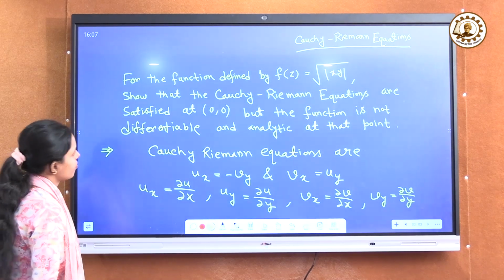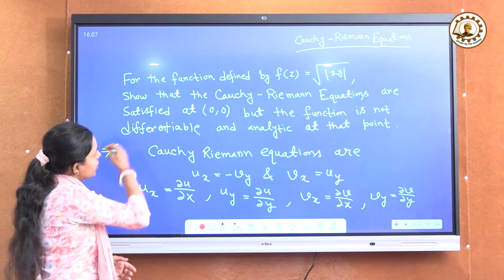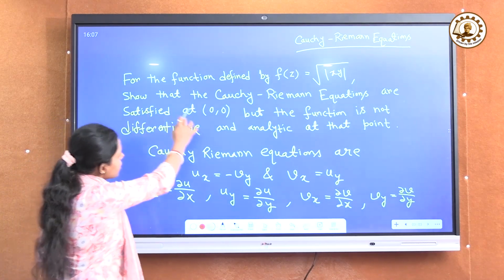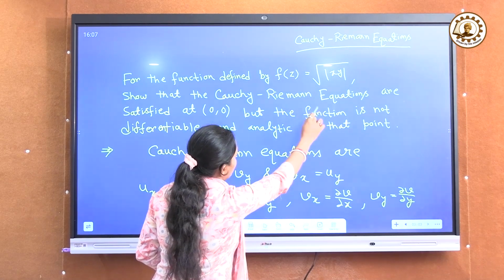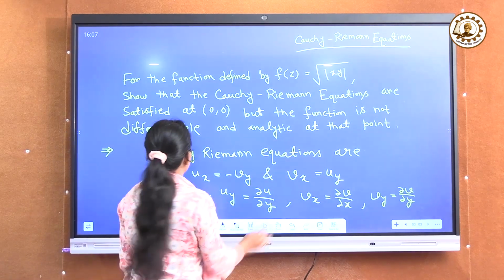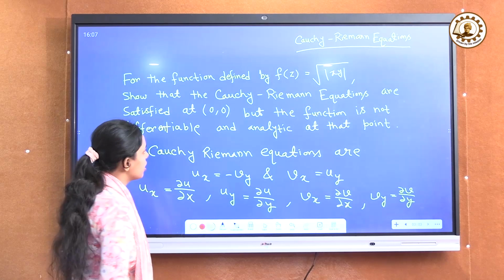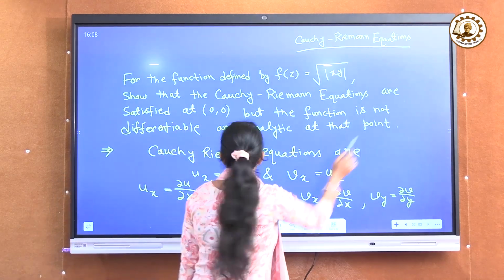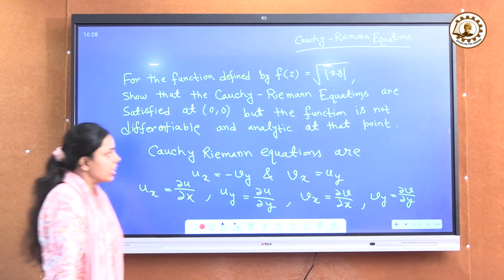Now, in this example, for the function defined by f of z equal to root over mod xy, show that the Cauchy Riemann equations are satisfied at 0, 0, that means at the origin, but the function is not differentiable and analytic at that point.